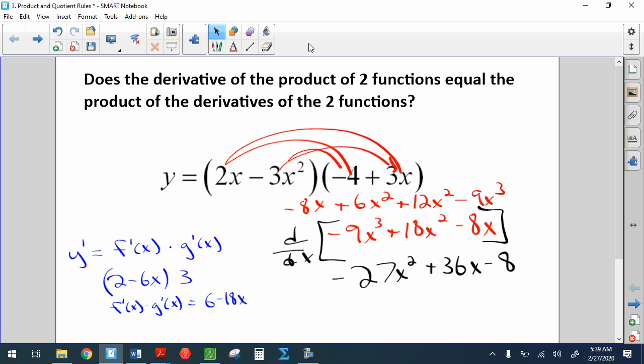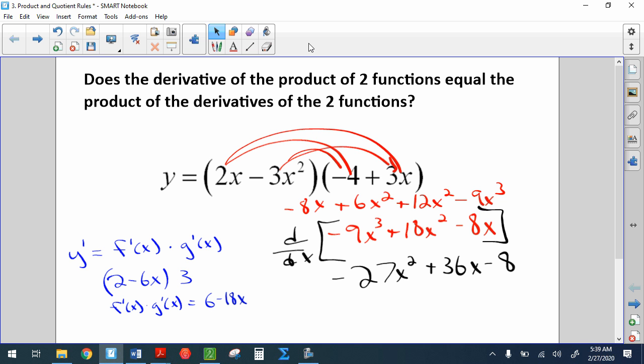And I think that makes sense if we just think about it from a degree perspective. Originally, we're taking a quadratic times a linear, so we got a cubic function, which is that red negative 9x cubed expression. The derivative of a cubic expression is a quadratic because the degree goes down by 1. If we take the derivative separately, our quadratic goes to a linear, our linear goes to a constant, and a linear times a constant is a linear. So just from a perspective of the degrees, that doesn't work.